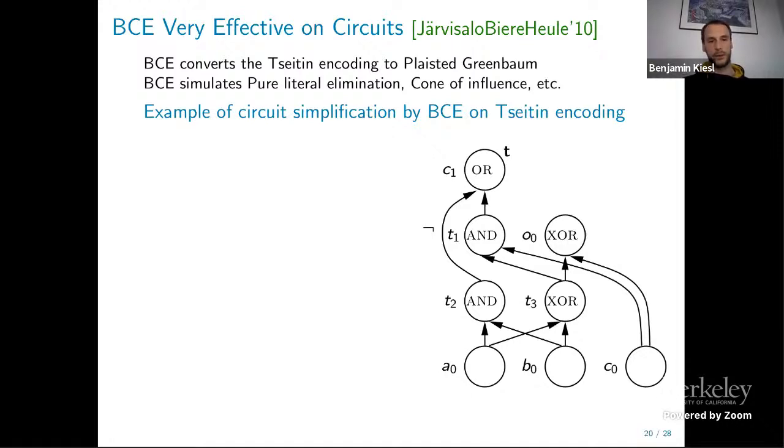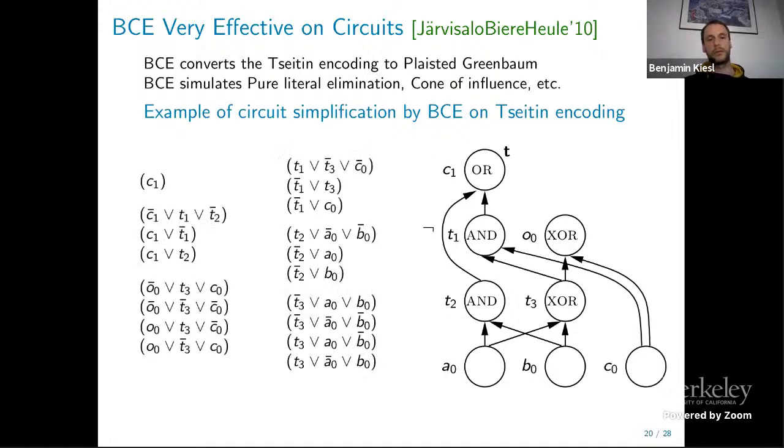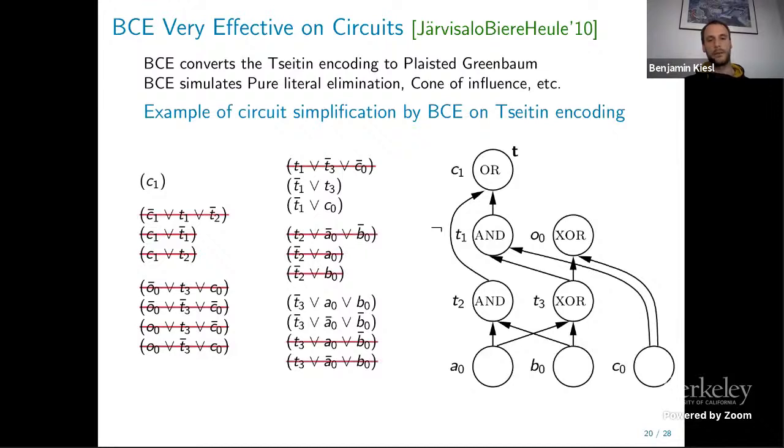And here's an example where you do circuit simplification. I'm not going into the details here, but this would be the encoding of the circuit. And if you take the time to check it, you can see that by blocked clause elimination, you can actually start removing these clauses and then those and so on. And you basically remove everything here.